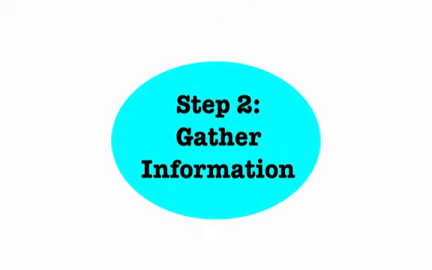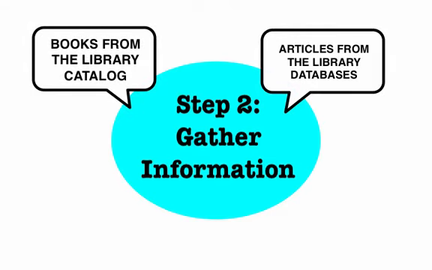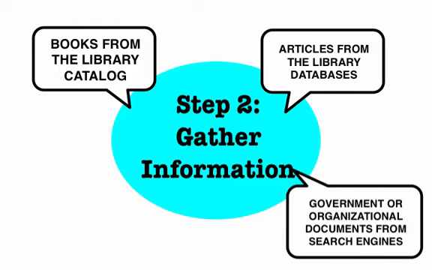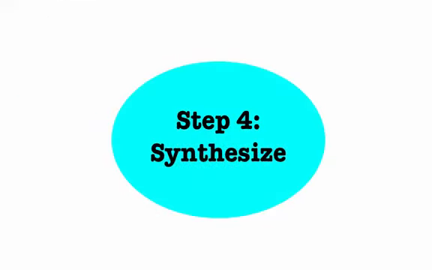Step 2. Gather information. Once you have developed a question based on your background information, you can start gathering more extensive materials such as books from the library catalog, articles from the library databases, and government or organizational publications using an open web search engine like Google. Step 3. Evaluate information. Since not all information that you come across will be useful, you will need to evaluate the materials that you find. You will want to make sure that they are current, relevant, accurate, have an expert author, and are written for scholarly purposes.